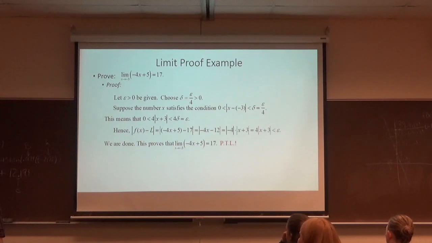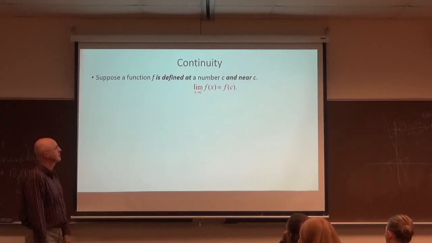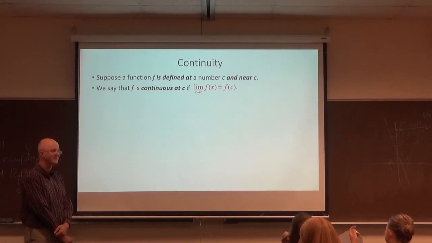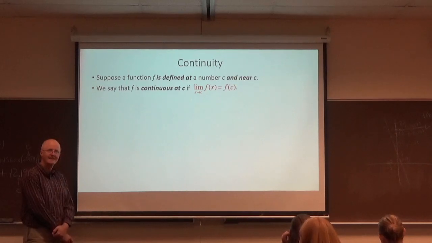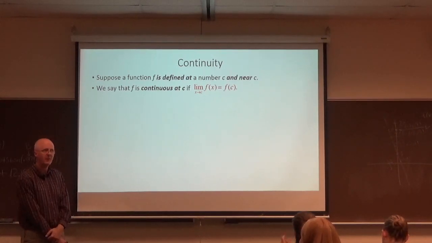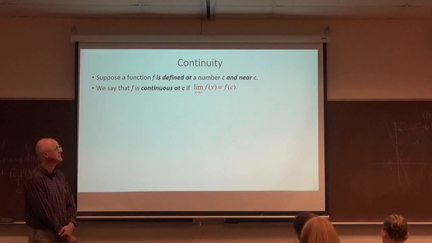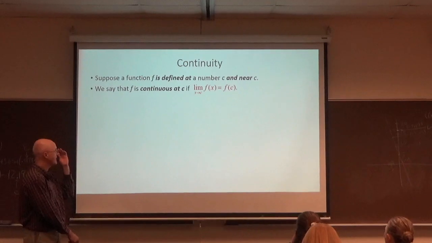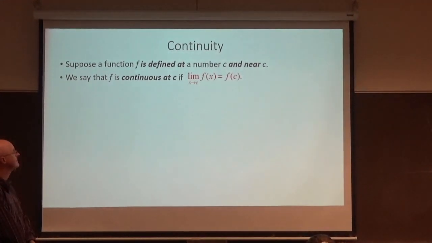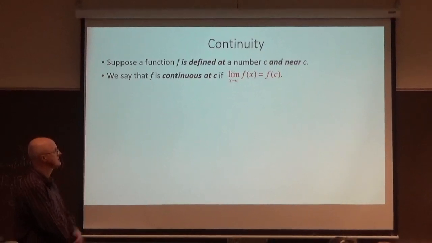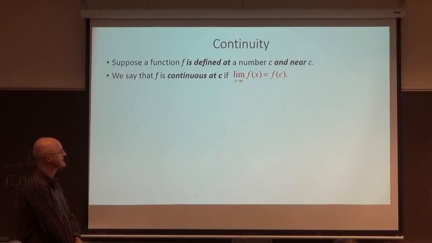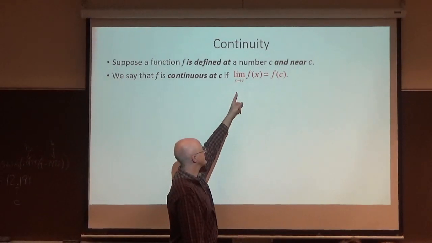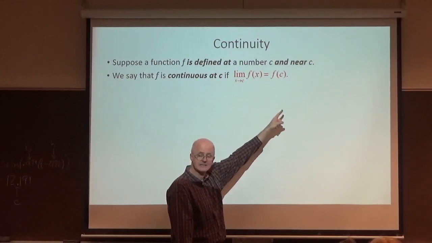All right, we're almost out of time. Let's quickly, in two minutes, look at continuity. You've already learned about continuity. We talked about it as you can draw the graph without picking up your writing utensil. Continuity can be defined in terms of limits. Suppose a function f is defined at the number c and near c, the values of x that are close to c. We say that f is continuous at c if the limit of the function as x approaches c equals the function value at c.